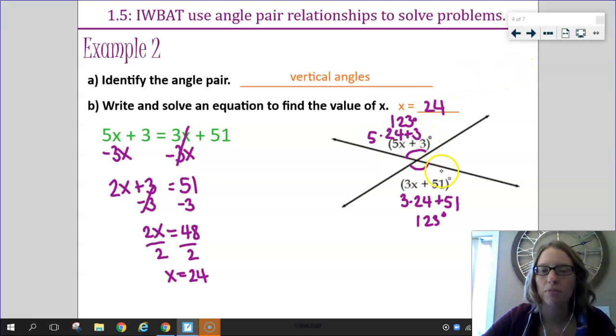Pause here to finish copying down the picture or the equation before you move on to example 3.